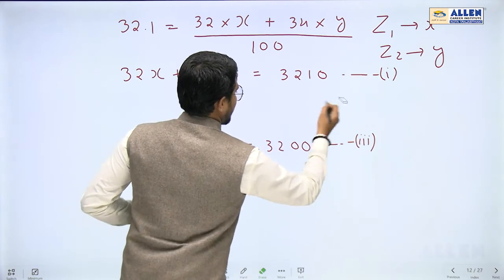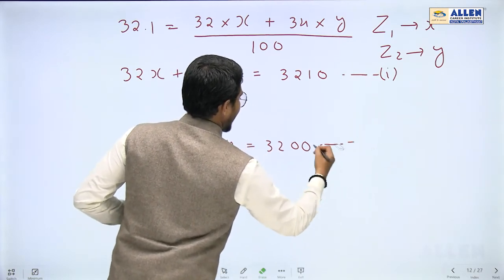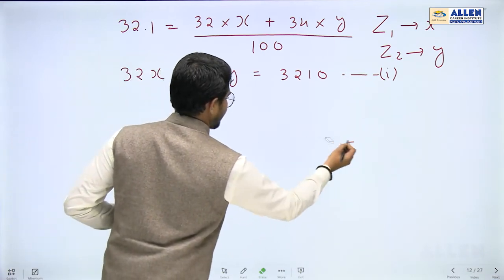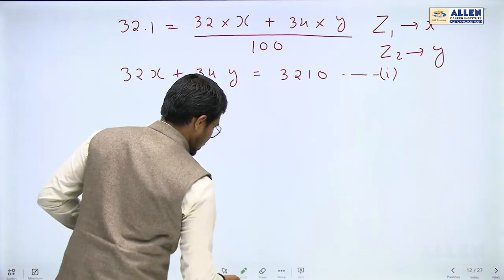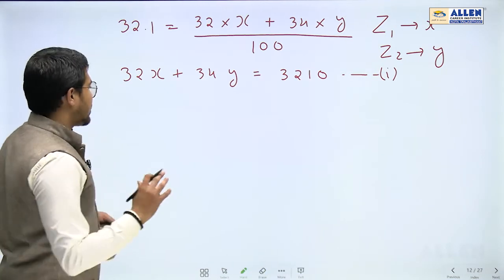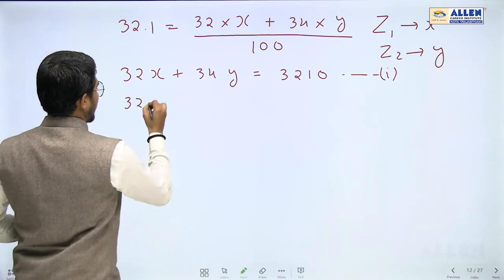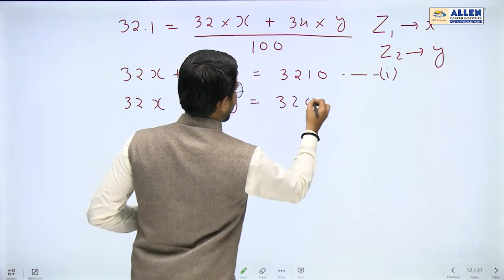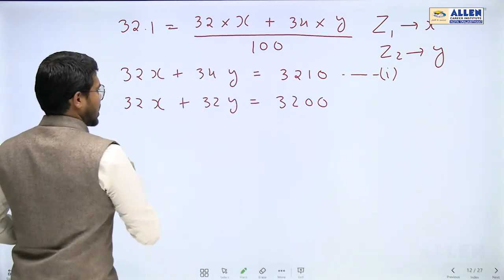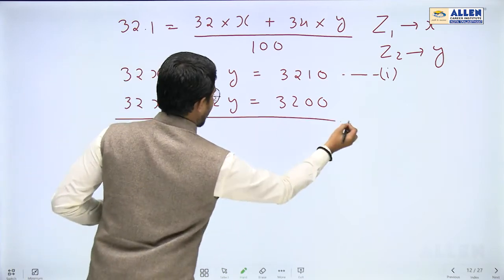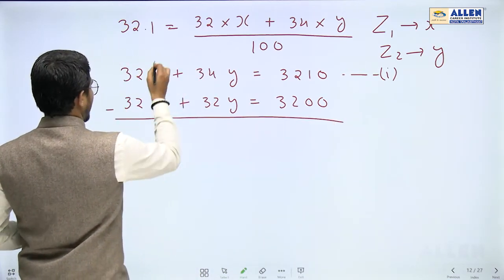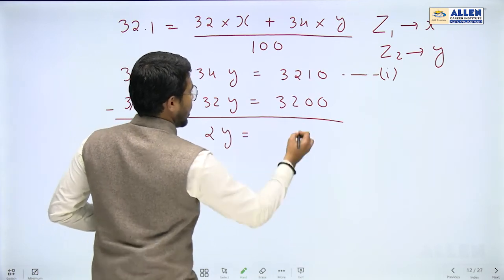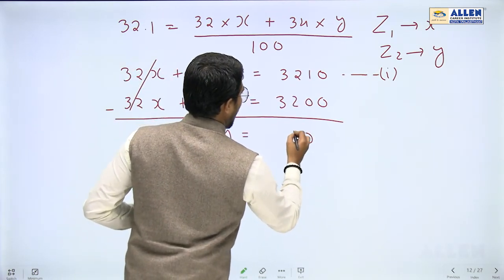So we have to do some mathematical calculation here. We have the equation 32x plus 32y is equal to 3200. This was our equation. Simply subtract it, and it will cancel out. We'll get 2y is equal to 0.1.